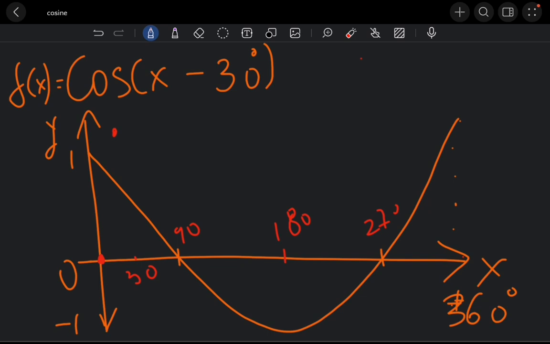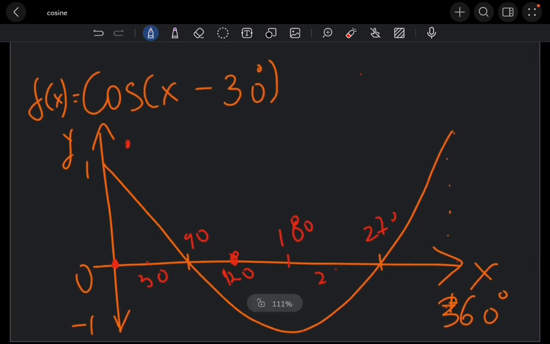Now, instead of it cutting at 90 and 0, it's going to cut at 120 and 0. So it will come here. And then instead of the graph turning at 180 and -1, it will turn at 210, and -1. So somewhere here.